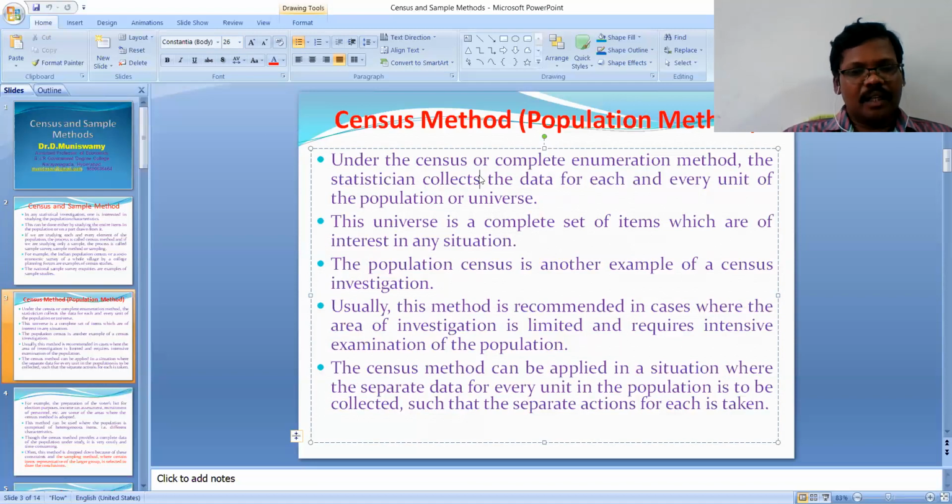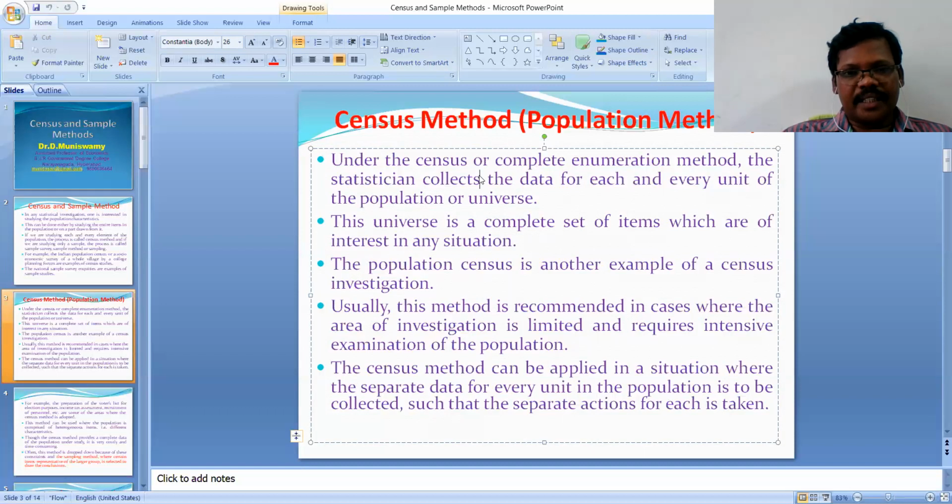Here the universe or total is a complete set of items. Universe is nothing but total, all, whole. So it is a complete set of items which are of interest in any situation. You are going to take the information from all the people who are involved directly or indirectly in these particular cases.